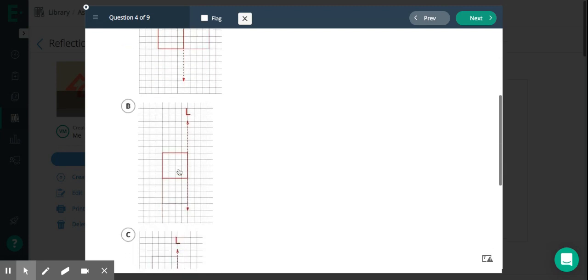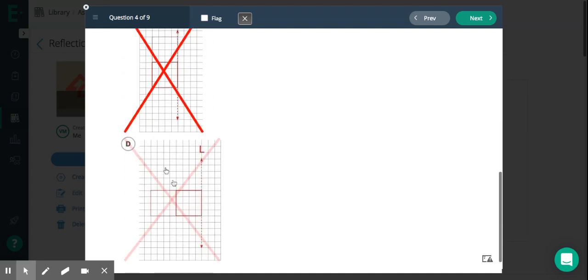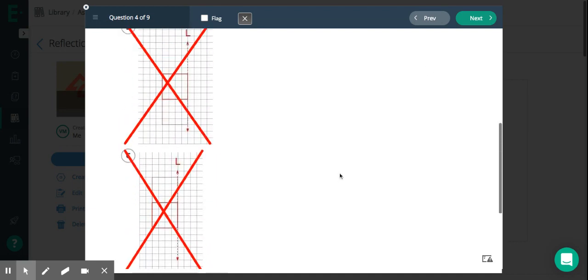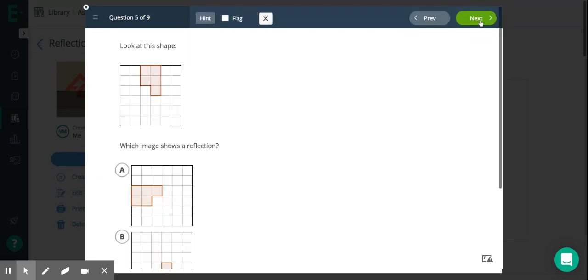Here it was reflected downward. So you see how it doesn't cross the line of reflection? It's not B. All right, let's take a look at C. Same thing. Looks like it was translated up, not C. And then D looks like it was translated to the left, right? So it's not that one. So A is going to be your best choice. It was flipped along that line of reflection. So if you think about it like patty paper, we folded it over to the other side. Okay. All right, let's take a look at number 5.